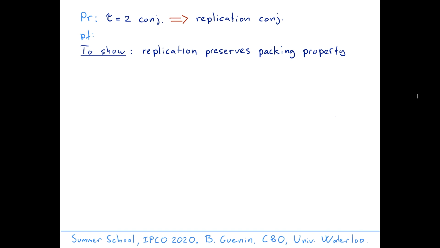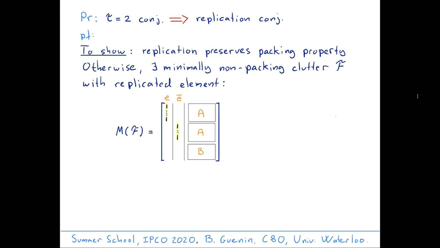So imagine that you have a clutter that has the packing property, but after replication, it stops having the packing property. So that clutter must contain a minimally non-packing clutter, and it better contain the replicated element, because otherwise the original clutter didn't have the packing property. Right? So if you have a counterexample, then you must have a minimally non-packing clutter F with a replicated element, say E, and its replication E bar.